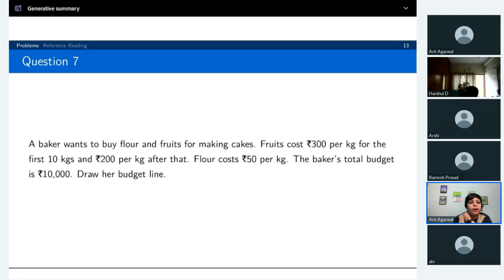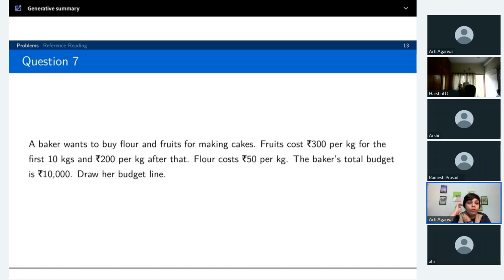Okay, so this part is important to understand. Even if you're buying 15 kgs, for the first 10 kg, you're still paying 300 per kg. And whatever remains after that, which is the remaining 5 kg, for example, you're paying 200 per kg. The price of flour is the same. It is 50 rupees per kg, irrespective of how much you buy. And her total budget is, say, 10,000.